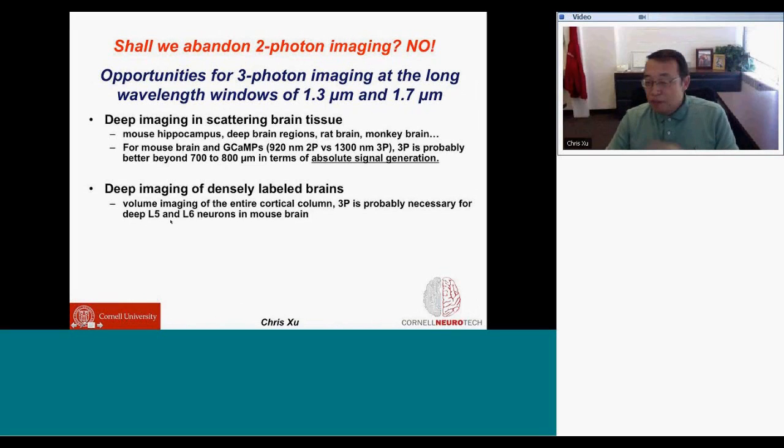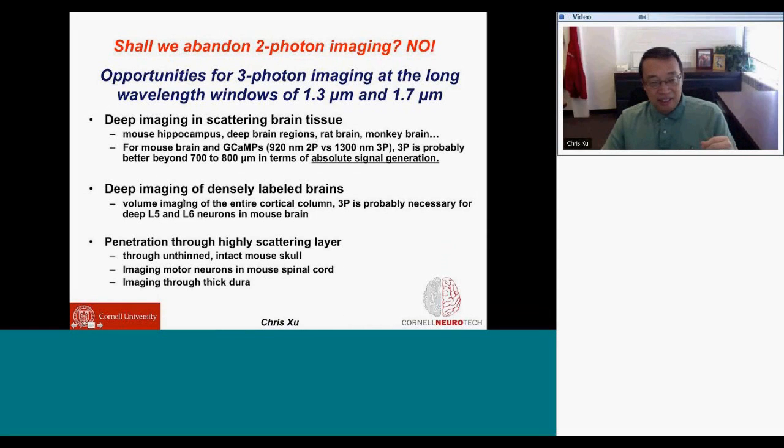Even if you don't want to go very deep, if you just want to go to layer 5 or maybe the top of layer 6, if you want to have densely labeled brains, say you're going to do volume imaging of the entire cortical column with each neuron labeled, I think 3-photon will also significantly help you because of the suppression of out-of-focus background.